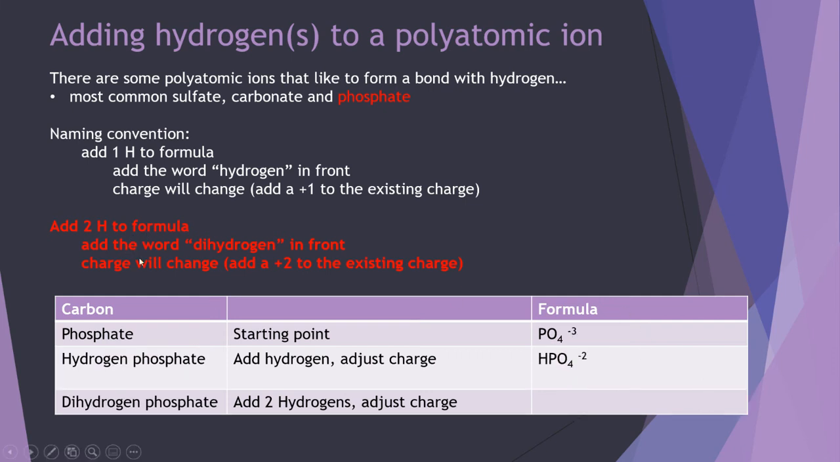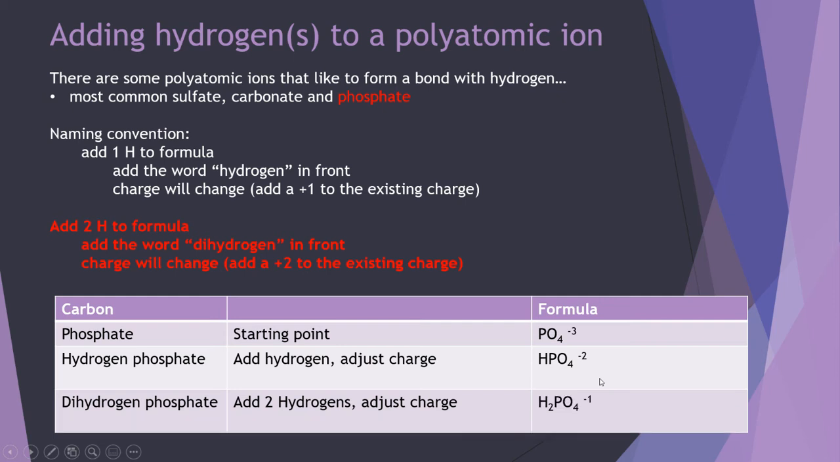And then when you add a second hydrogen, you change the word out front to become dihydrogen. So this is going to be dihydrogen phosphate. This adds 2 hydrogens, and you have to adjust the charge one more time. So it becomes H2PO4, and the -2 charge becomes a -1 charge. So these are naming conventions that we just have to learn.